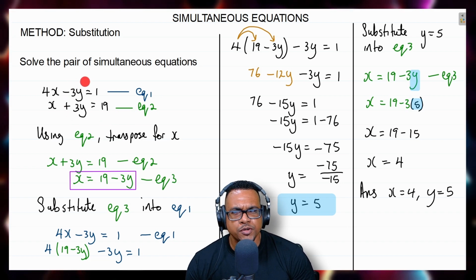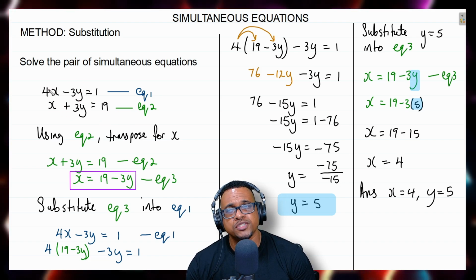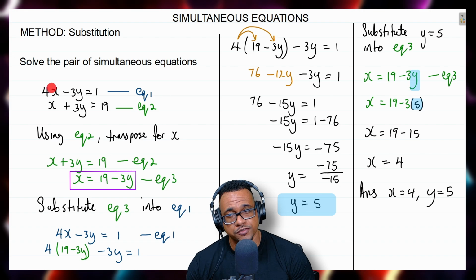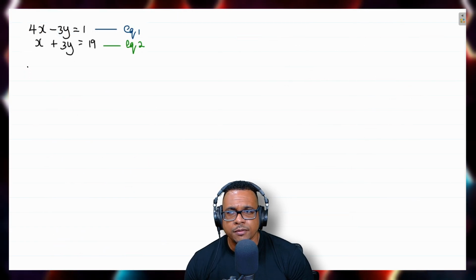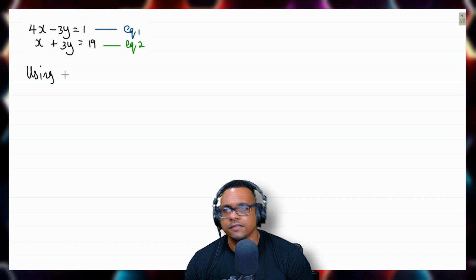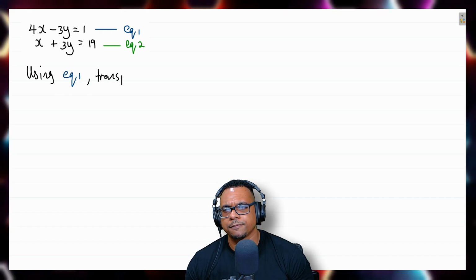Now, let's take the same equation, but instead I'm going to use equation 1 first and transpose for x, and let's see what will happen. What will be the difference? All right, so this time I'm going to say I'm using equation 1, and I'm going to transpose for x.